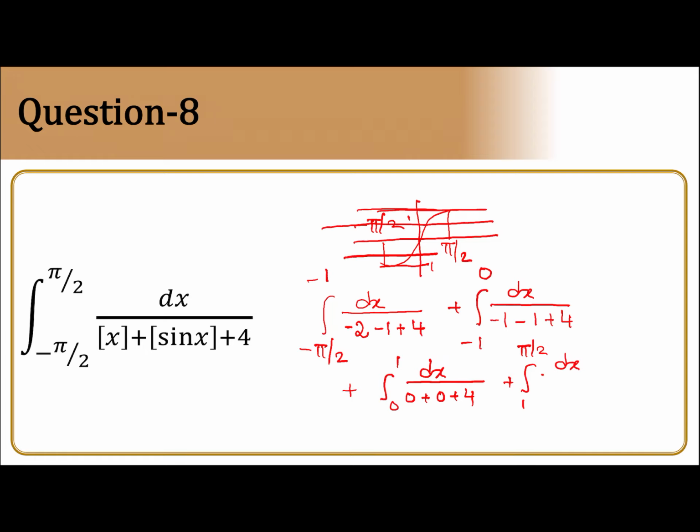See, breaking the greatest integer into parts is the most important thing. This becomes 1, 0 and 4. Why is it always 0? Because from 0 to pi by 2, sine always lies less than 1. But from minus pi by 2 to 0, it is minus 1, everywhere minus 1. Here 0, here 0. So carefully we have to put the values. So minus pi by 2 to minus 1, minus 1 to 0, 0 to 1, 1 to pi by 2.